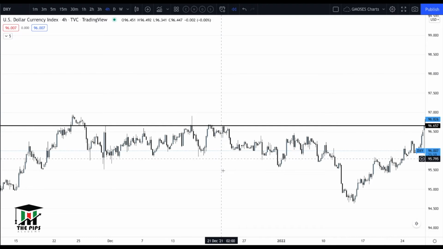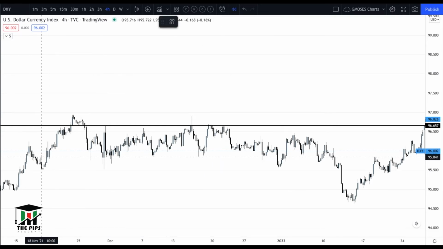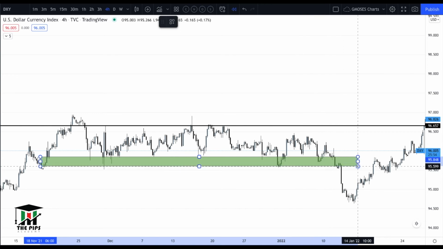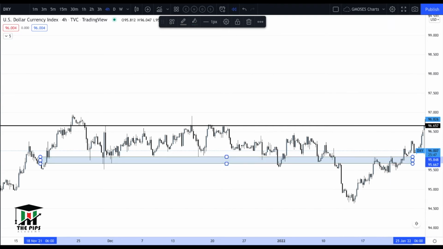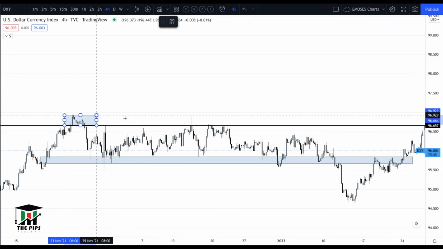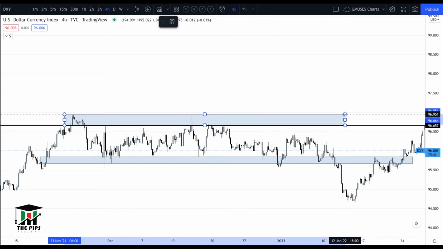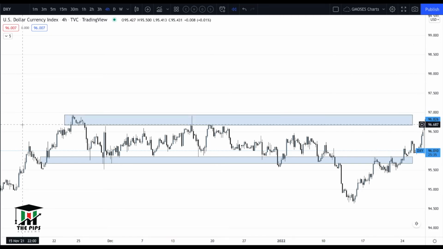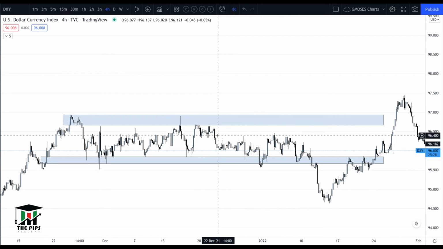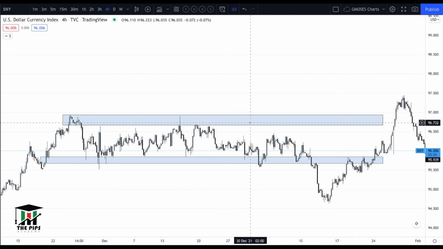What we want to do is mark these up as zones. We take our box and we mark it over. Let's change the color, and then we can mark up this area here. From a historical point of view, price has respected these levels of support and resistance. So that's how you conceptually look at this within the market.